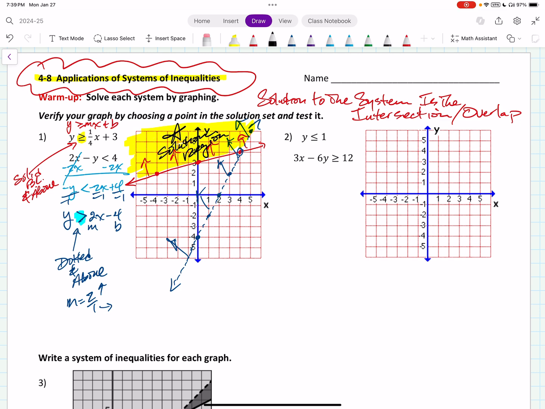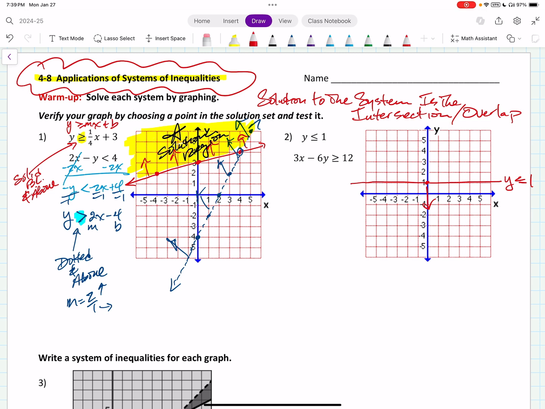All right. Now number two is different here. We have a boundary line, y less than or equal to 1. If you go to the y-axis and find 1 on the y-axis right there, there's 1. All y values that are less than or equal to 1 are below that value. So we have a horizontal boundary line here.